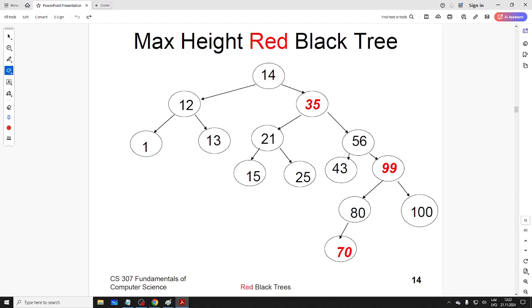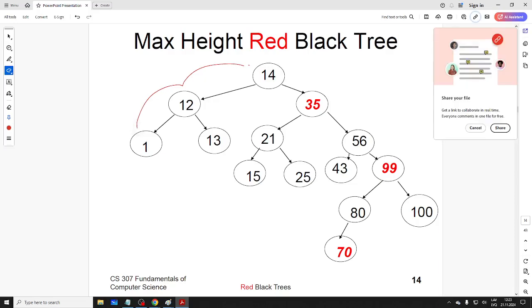So let's count this, right? So 1, right? So that's 3 black. Here, again, 3. So we're good. How about here? 1, 2, 3. 3 black. Again, 3 black. How about here?